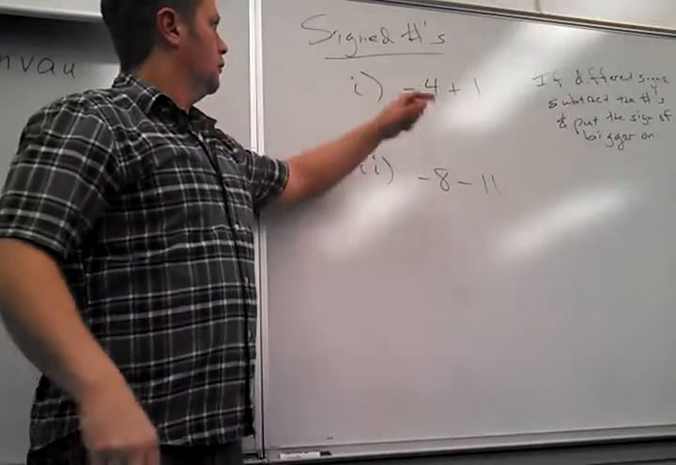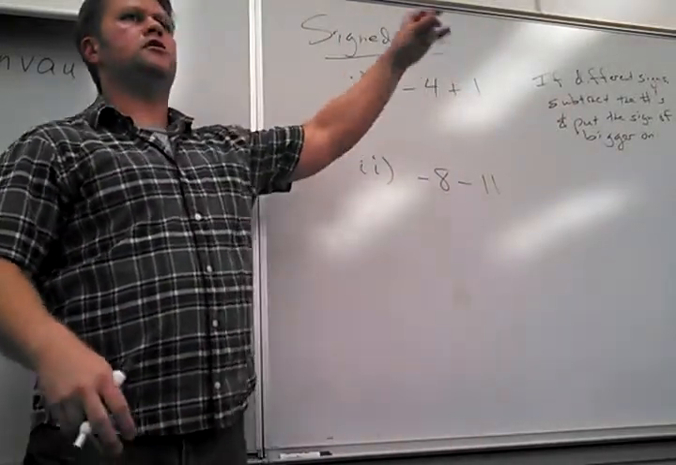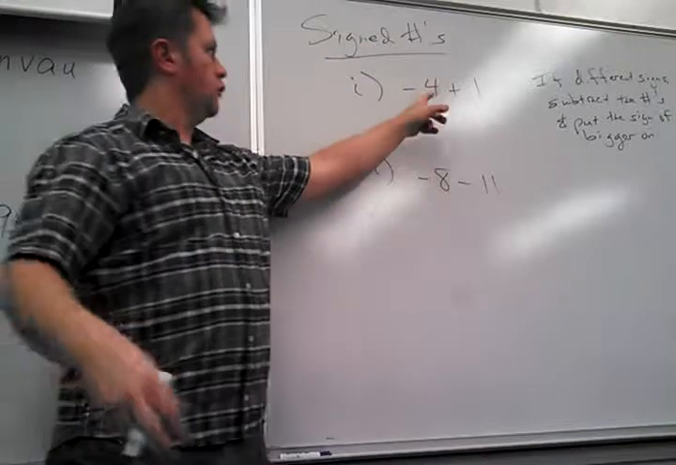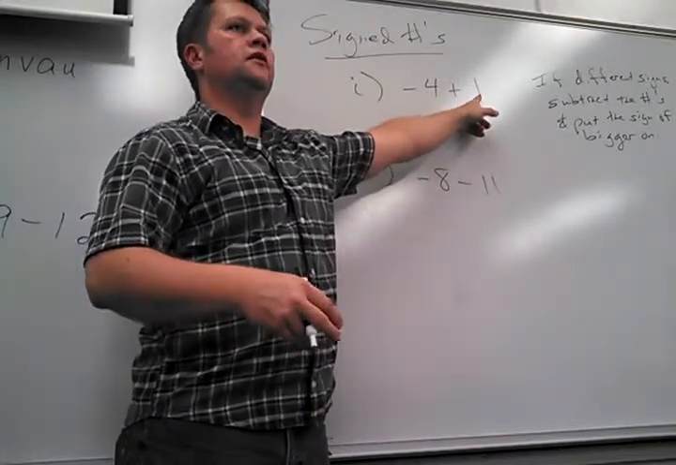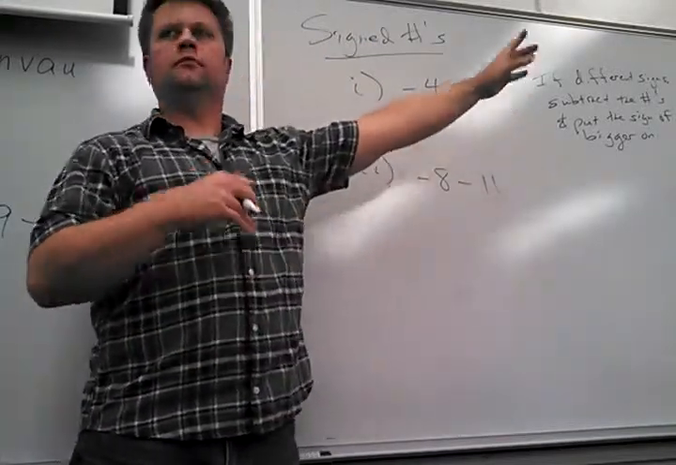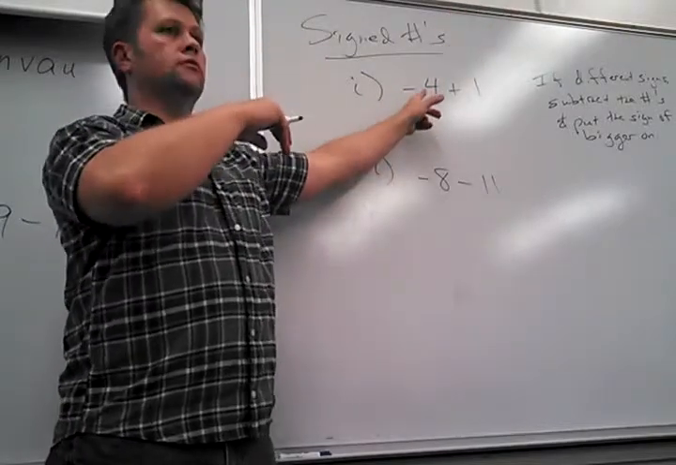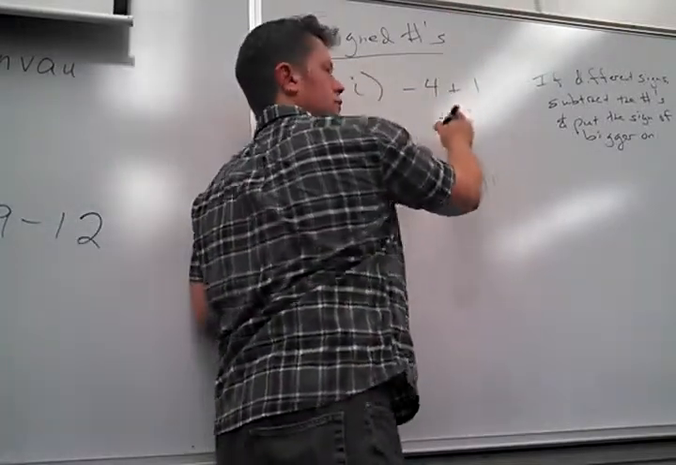So what do I mean by that? Here, what are the two numbers involved? 4 and 1. The 4 is negative and the 1 is positive. So what's the difference between 4 and 1? 3. Which one's bigger? 4. So it's negative 3.